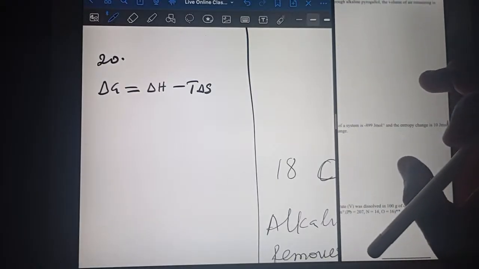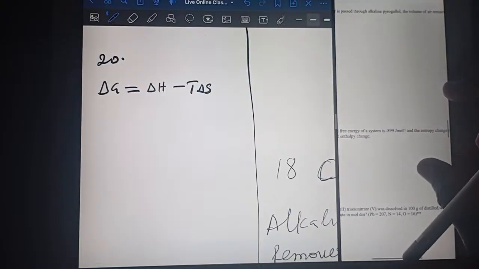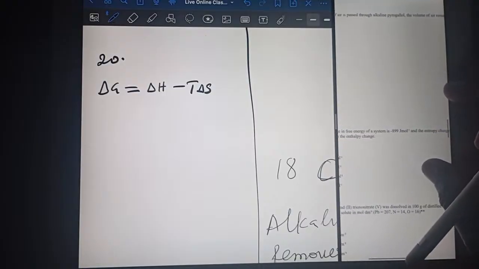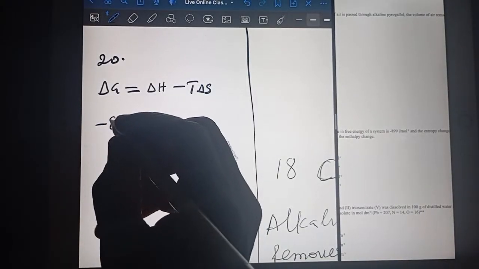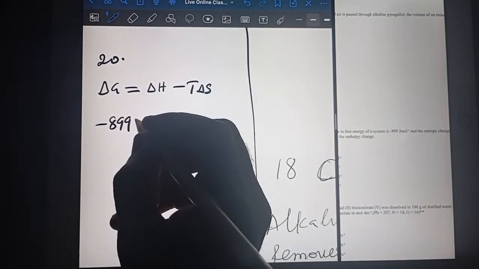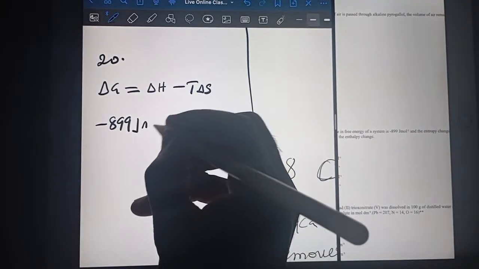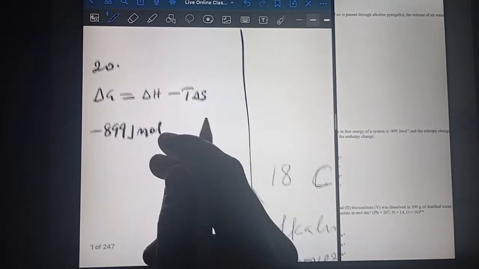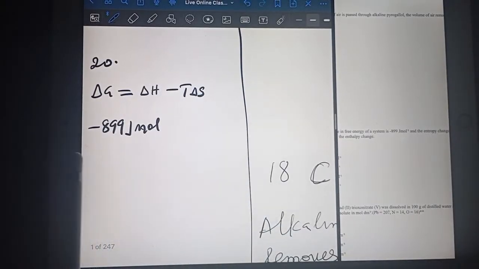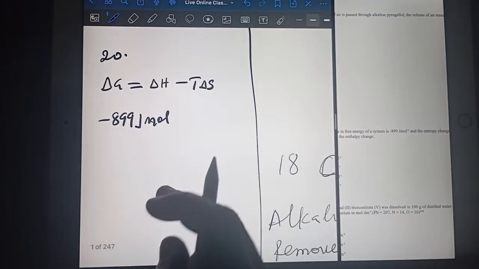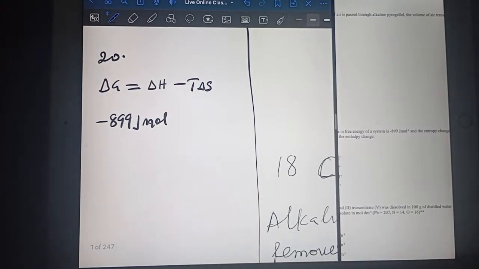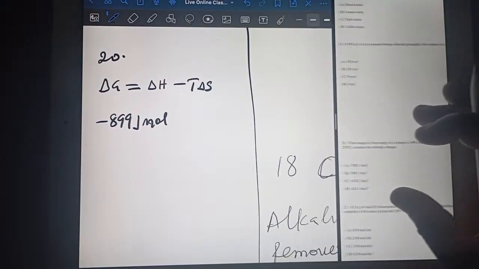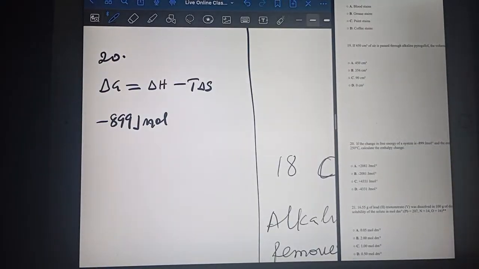They told us that the change in free energy here is minus 899 joule per mole. Be careful about units here, because sometimes they will give one in joules and give you the other in kilojoules. Endeavor to convert. Don't solve kilojoules and joules together. It's just like solving in gram and kilogram. You must convert. Be careful. These are the traps they set for you.